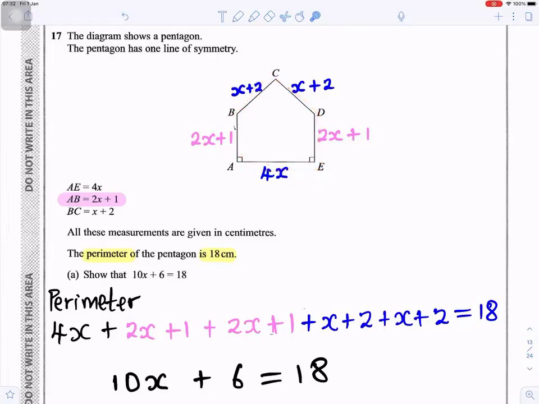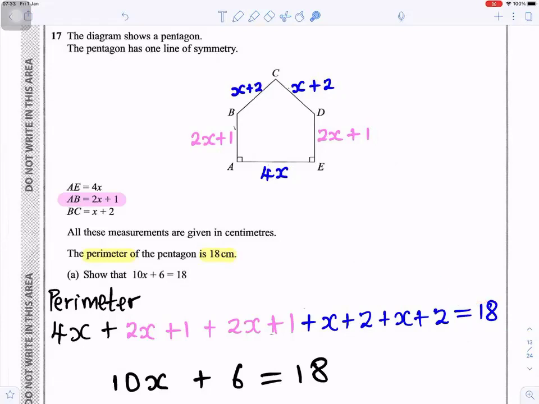All these measurements are given in centimeters. So the perimeter is 18. So that means when you add all of those 5 sides, you would get 18. So that means 4x for the first one, plus 2x plus 1, plus 2x plus 1, plus x plus 2, plus another x plus 2. All of that would give you 18, because the question says the perimeter is 18.